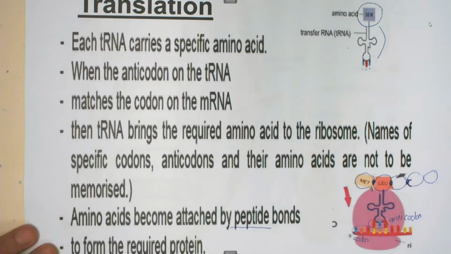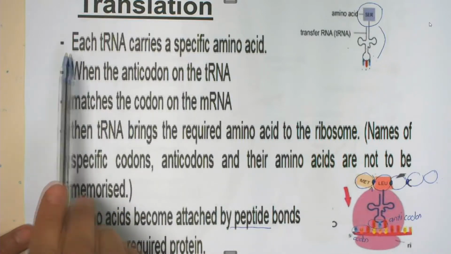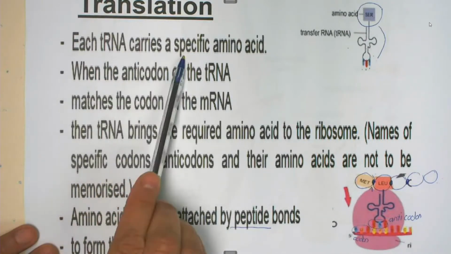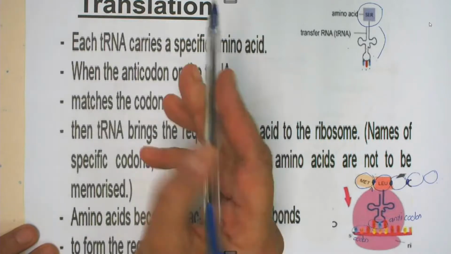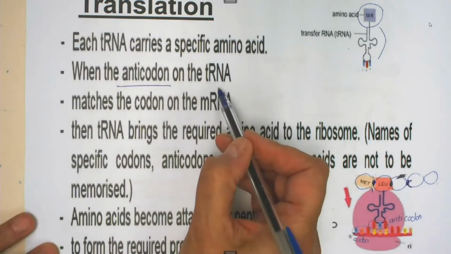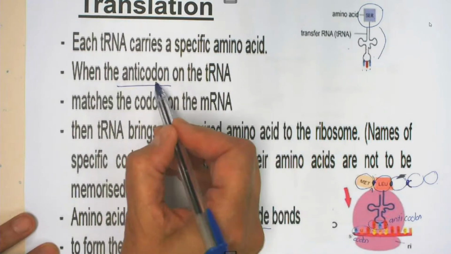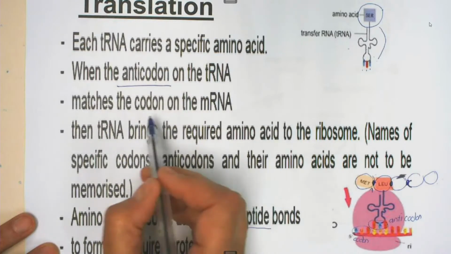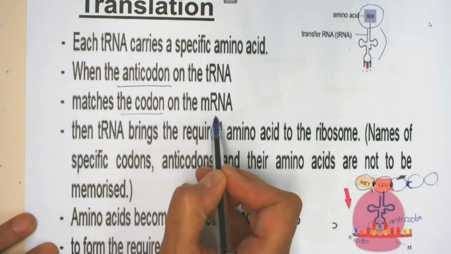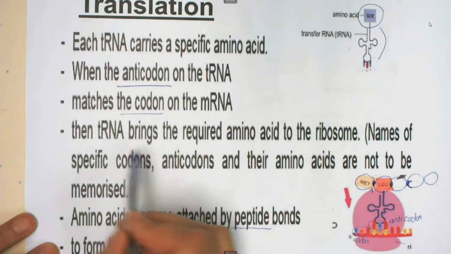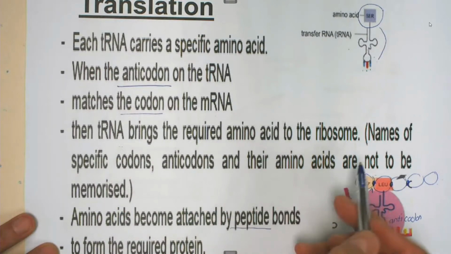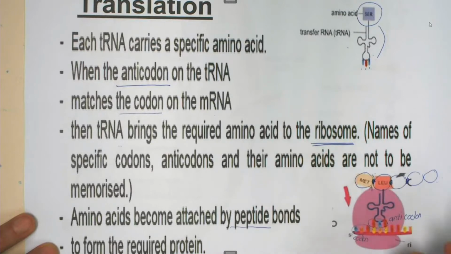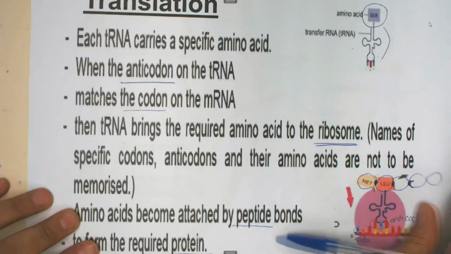So it is important to remember when you describe this, you have to say each tRNA carries a specific amino acid. And then the anticodon on the tRNA will match or combine with the codon on the mRNA, and then you say the tRNA brings the required amino acid to the ribosome in a specific sequence. And then these amino acids form a peptide bond, and that's going to form your protein.